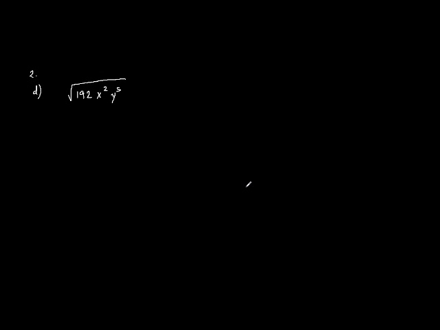Objective 5.2, number 2, letter D. We have the square root of 192 times x squared times y to the 5. And you're supposed to simplify as much as possible. Well, since everything underneath the square root is being multiplied, I can rewrite this as the square root of 192 times the square root of x squared times the square root of y to the 5.